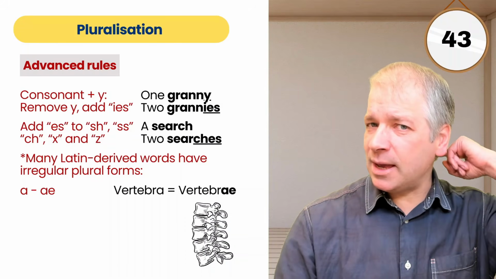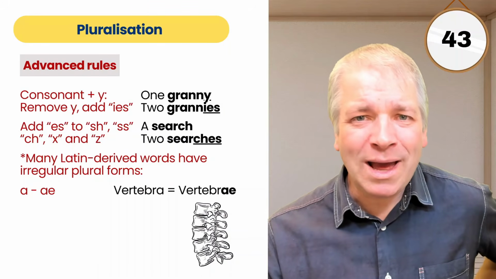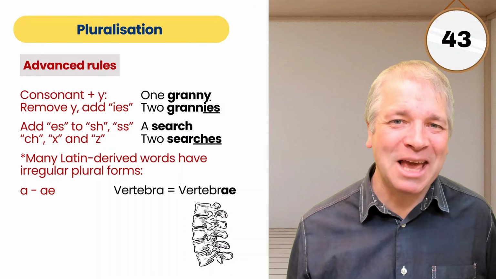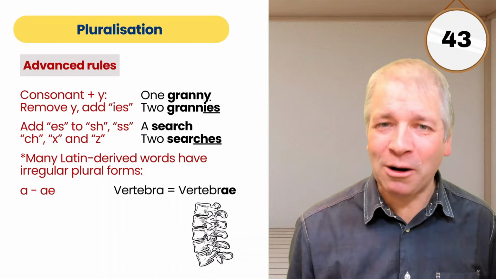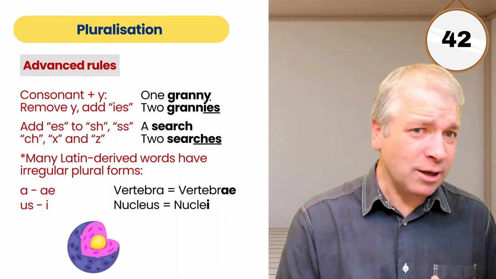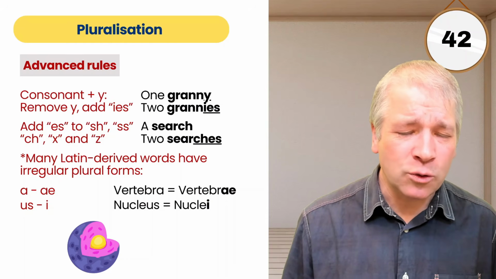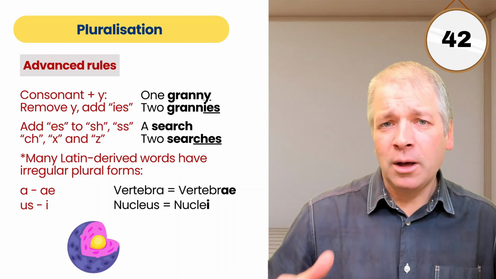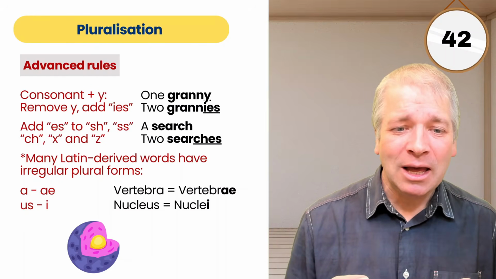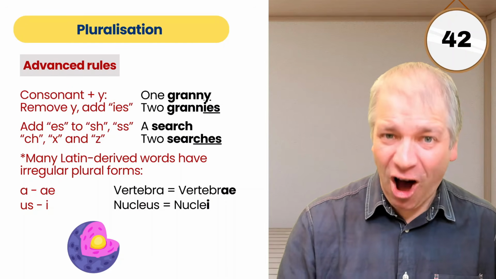Now, these are the bones in the back of your body that go from your head down to your waist, your backbone. We normally just say vertebrae because they normally come together. But if you're looking at just one individual part of the bones, it will be vertebra. Now, US can often become I with these Latin-derived words. So nucleus, which is part of what makes an atom up in science, if you know about science. If we turn it into the plural, we will have nuclei.